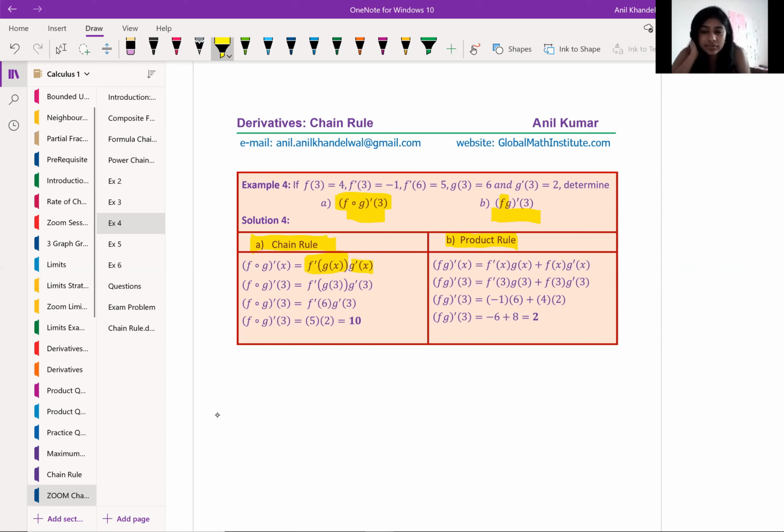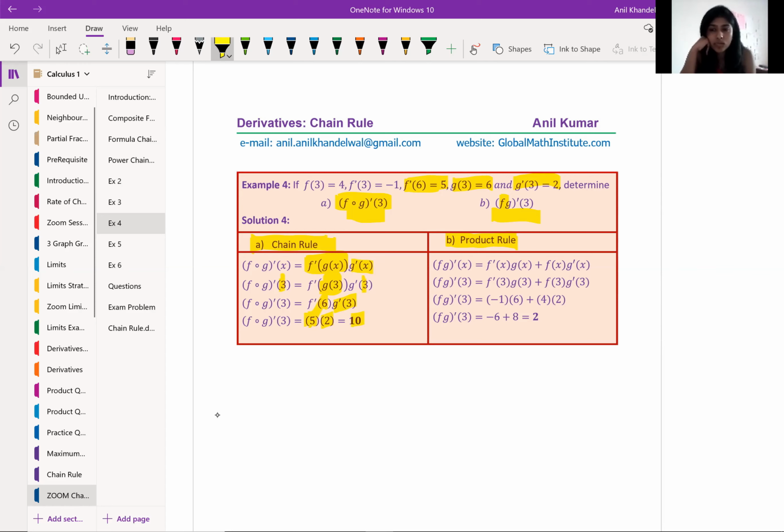Since we want this for x equals to 3, we evaluate the values, substitute x with 3, correct? So for the inside function g of 3, it is already given to us that g of 3 is 6. So I replace that with 6. And f prime of 6 is 5. And so we replace that with 5. On the other side, g prime of 3 is given to us as 2. So we replace that by 2, multiplying, we get 10 as our result. That is how it should be solved.